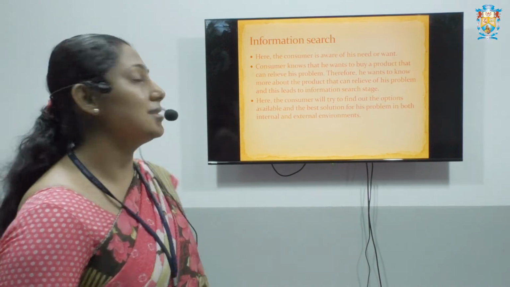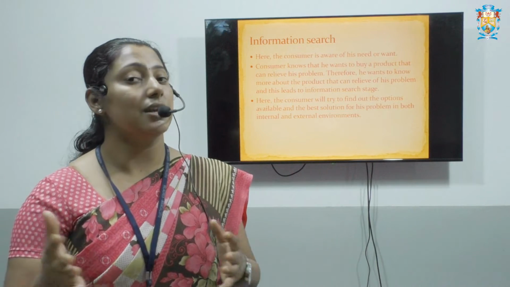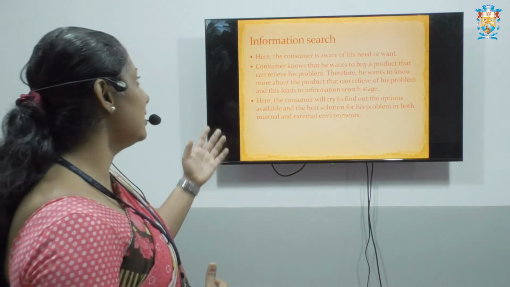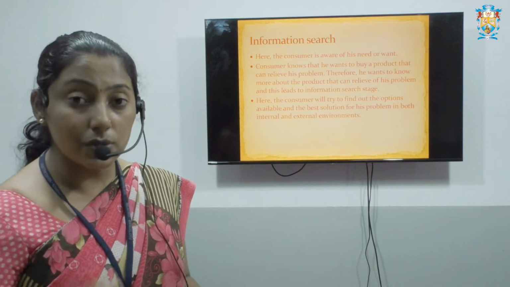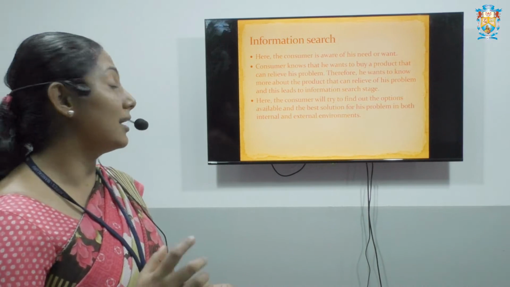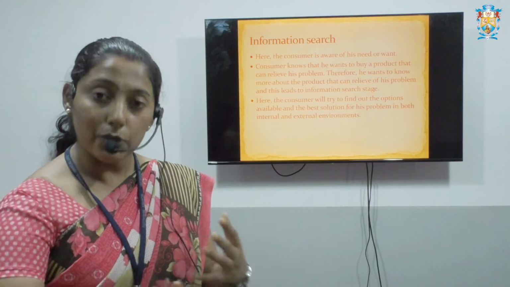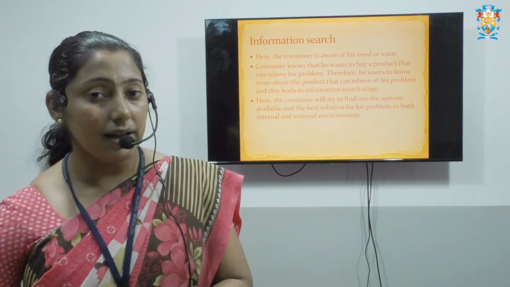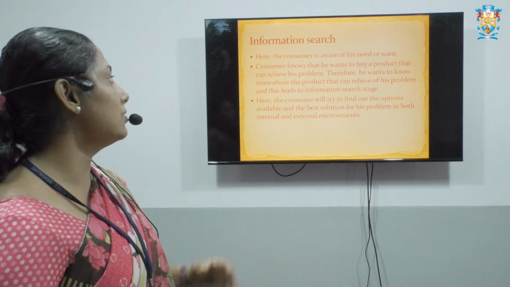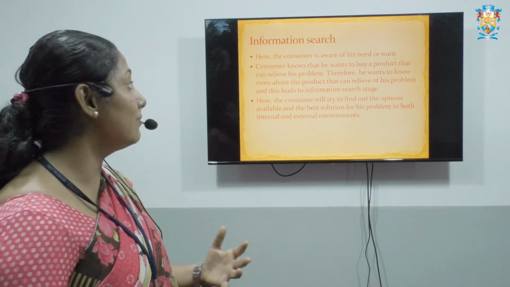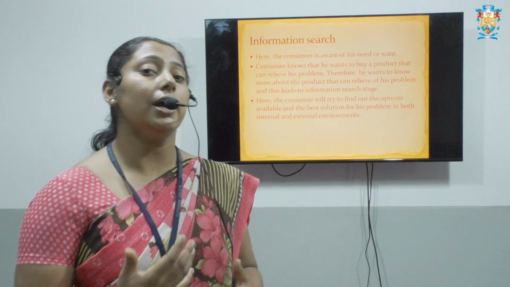Coming to the next one, that is information search. After the need occurs, we will search for information regarding which product we want. Here the consumer is aware of his need or want. The consumer knows that he wants to buy a product that can relieve his problem. For example, as I told, if you need a table, you want to purchase it so that you can get rid of the problem. So he wants to know more about the product that can relieve his problem, and this leads to the information search stage.